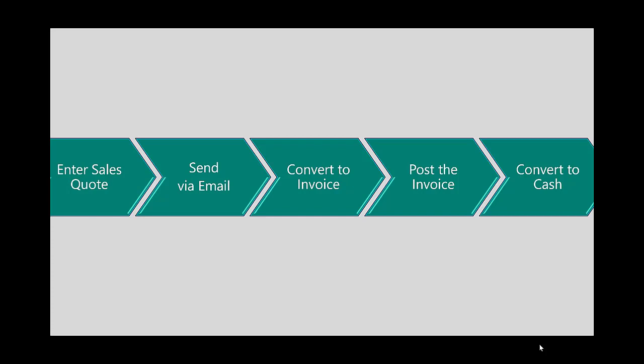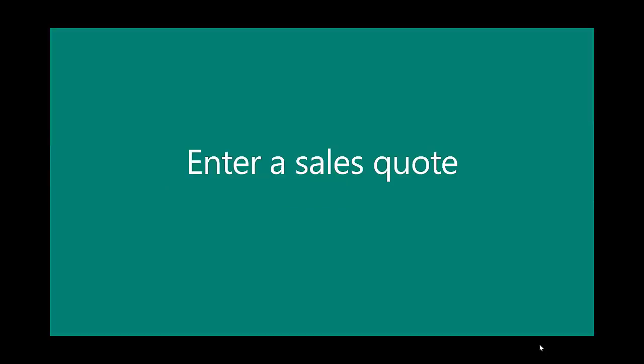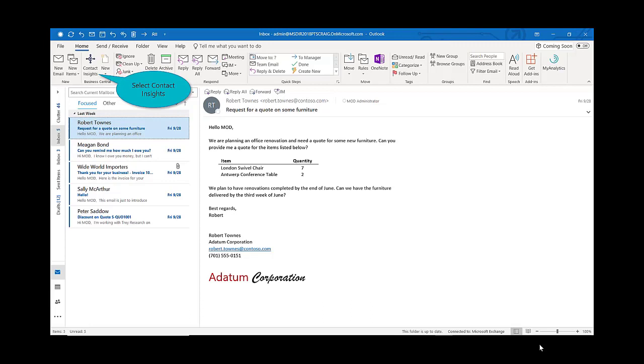So the steps here are we're going to enter in a sales quote. We'll send it via email. I'll convert that quote once it's been approved by the customer to an invoice. We'll then post the invoice and convert to cash. Now, again, keep in mind this entire business process, very common for most organizations, is being managed entirely through the integration between Business Central and Microsoft Outlook. Let's begin by entering a sales quote.